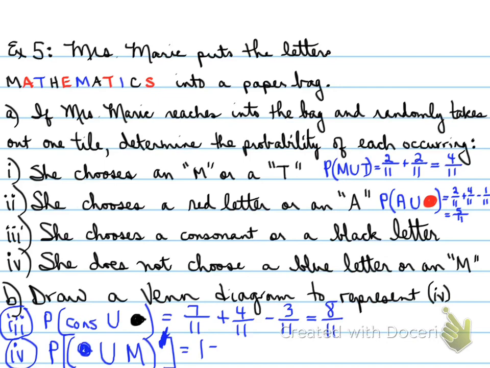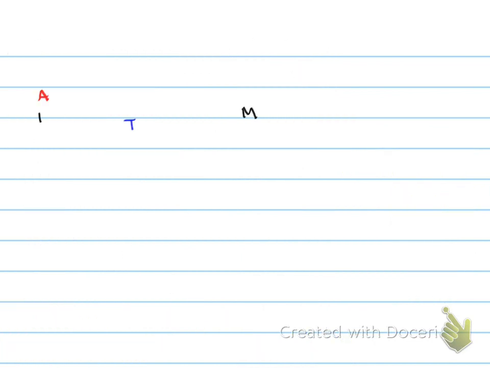A blue letter: there are 3 blue letters over 11, plus M's. There are 2 of them, 2/11. And are there any blue M's? Yep, there is 1 of them. So we subtract 1/11, and that gives us 1 minus 4/11, which is 7/11. So the probability of not choosing a blue letter or an M is 7/11. All right, folks, that's the end of the video.